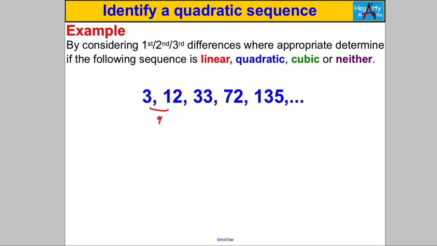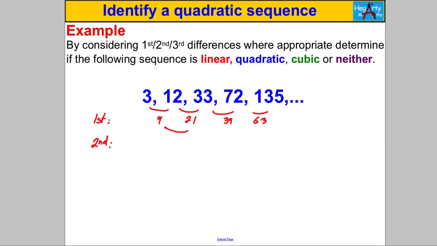Well, the difference here is going to be 9. The difference there is going to be 21. The difference here is going to be equal to 39. And the difference here, 135 subtract 72, is going to be 63. The first difference is certainly not common, so therefore it's not linear. Let's go for the second difference, see if we get any luck there.